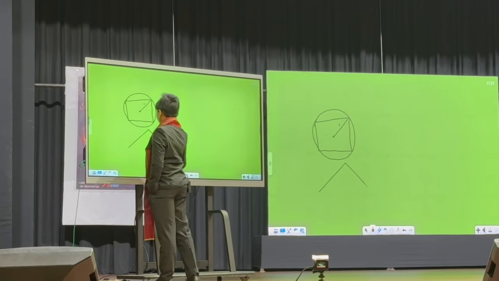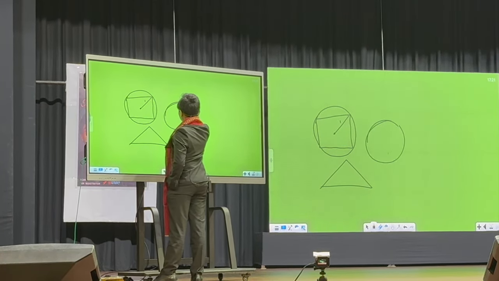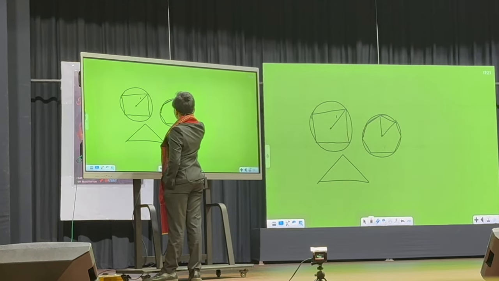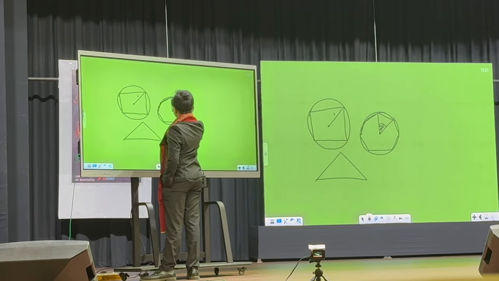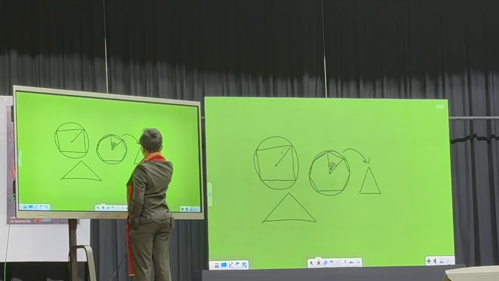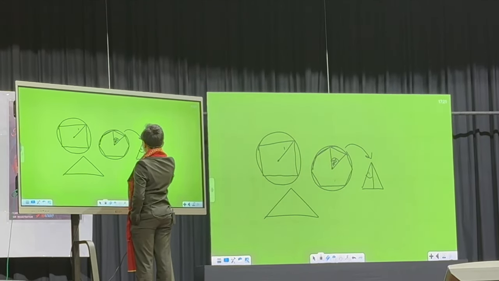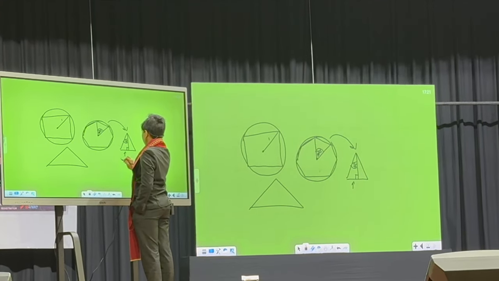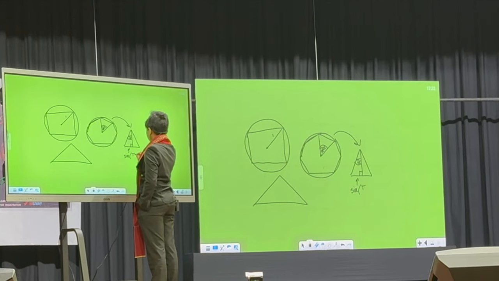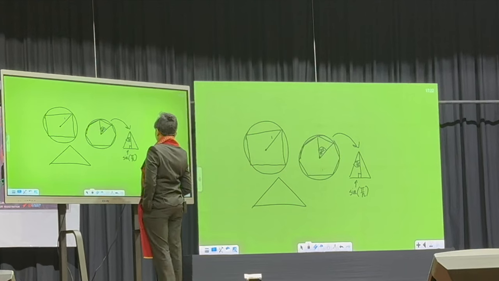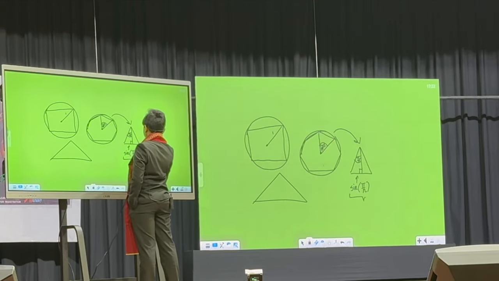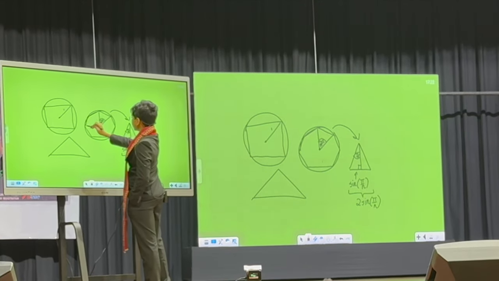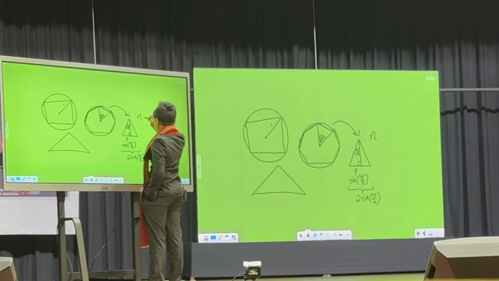So, in general, that will mean that if we have an n-gon, drawing a septagon as an example, this angle is 2 pi over n. So if this is 2 pi over n, then this will be pi over n. And then that means that this length will be sine of pi over n. So that means that this total length will be 2 sine of pi over n. And since n is the number of sides, the perimeter is just n times the side length.